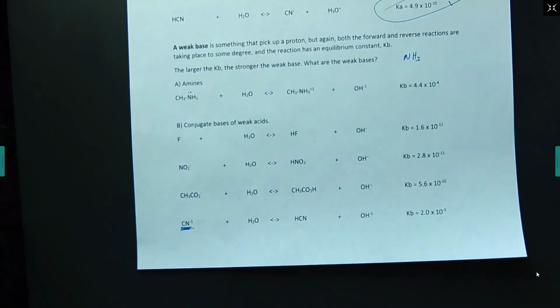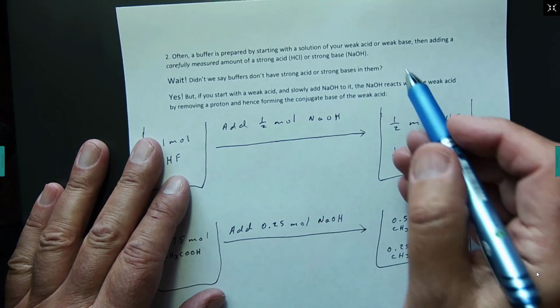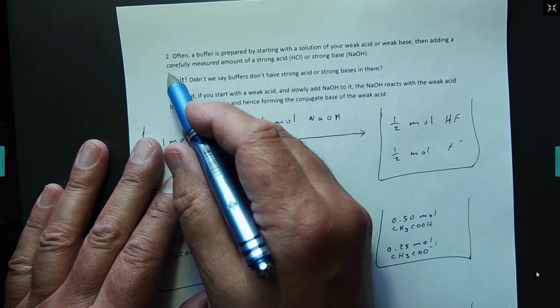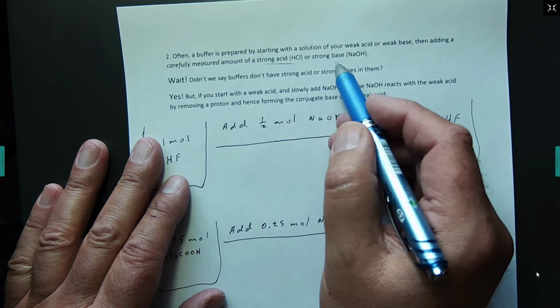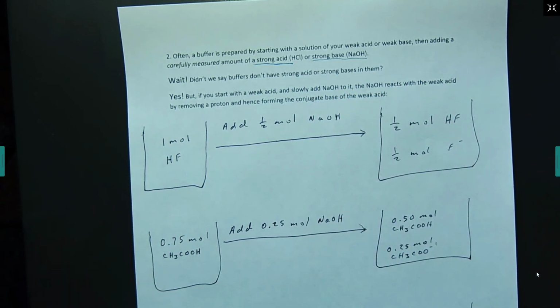Another way to prepare a buffer solution: you start with the solution of your weak acid or your weak base. Then you add a carefully measured amount of a strong acid or a strong base to get your buffer. And you might be going, wait a minute. You said you can't make a buffer with a strong acid. Back when we were looking at what makes up a buffer, I said it's got to be two weak things, a weak acid and a weak base.